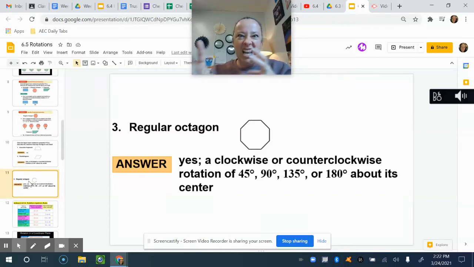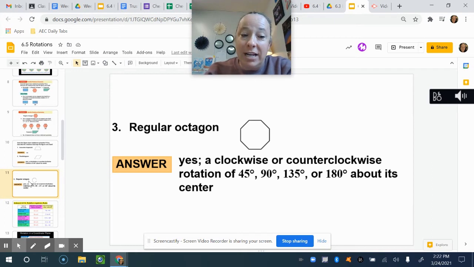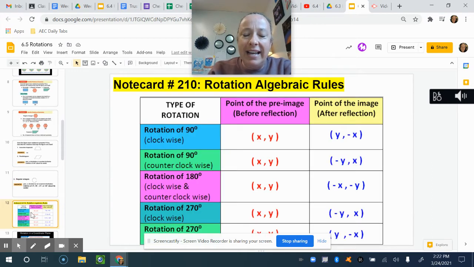All right, so I know I just kind of rushed through that rotational symmetry, but that's basically just taking an object, and if you can move it around, like twist it to match itself within 180 degrees, then it has rotational symmetry. So let's go back to this idea of rotation from a fixed point by an angle, okay? So here are your rules.